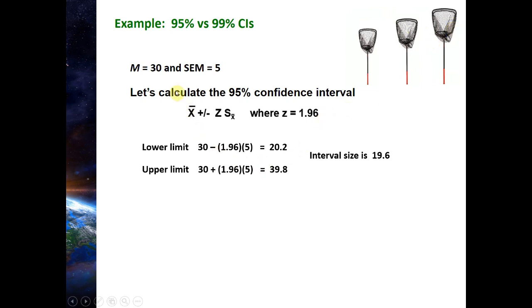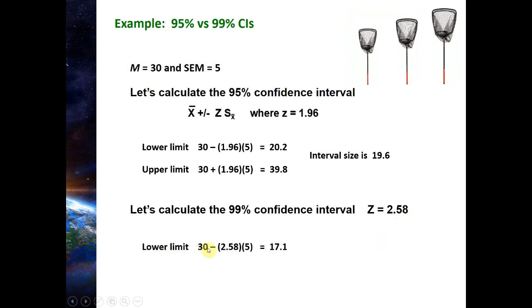So now let's see that in action. We calculated the 95% confidence interval for a mean of 30 and an SEM of 5. Let's do the same thing, but this time we're going to use the 99% confidence interval, which means we're going to have to use the z-score 2.58.